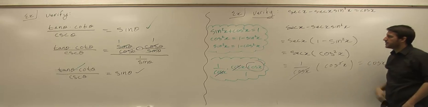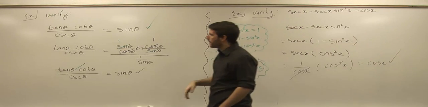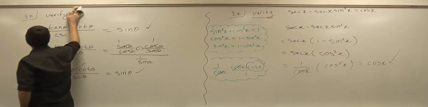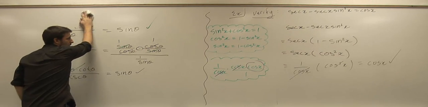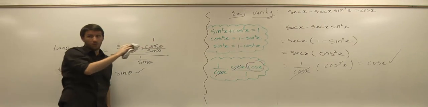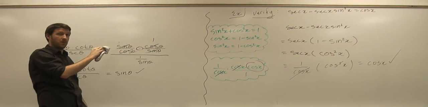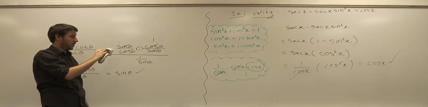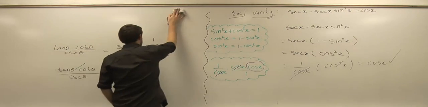Does anybody else see a different way? Does anybody else try a different way? Or do you see a different way now? You can multiply the secant by the cosine squared and then divide the cosine squared by the cosine on the other side of the equal sign. Yeah, you could, because then you would have 1 over cosine and then it would be equal to secant.